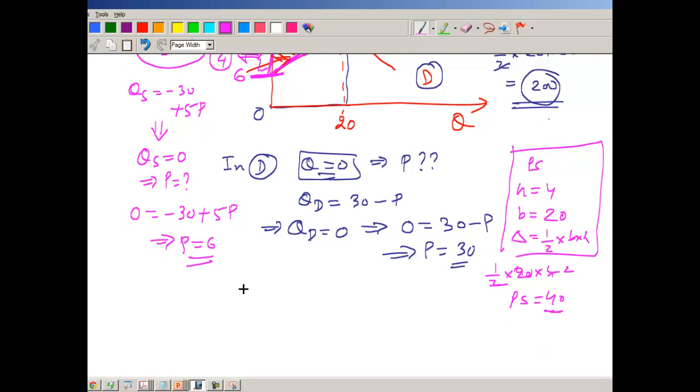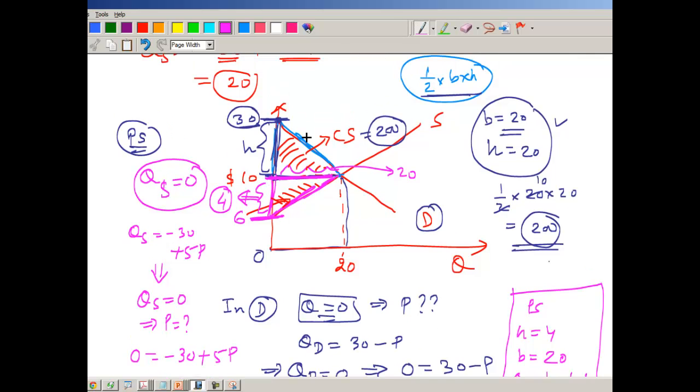Right? So you got the consumer surplus as 200. Producer surplus we got as 40. So your total surplus became 240. So this is the total surplus in this function, right? So this means that both people, that is consumer and producers, are benefiting from the trade that they are making within themselves. That is a benefit.